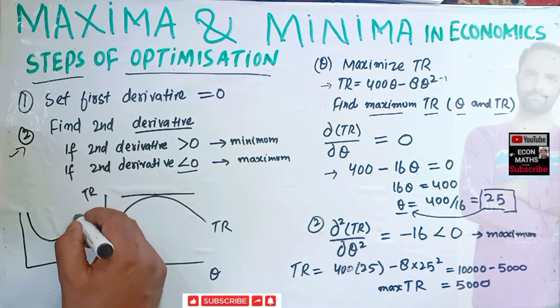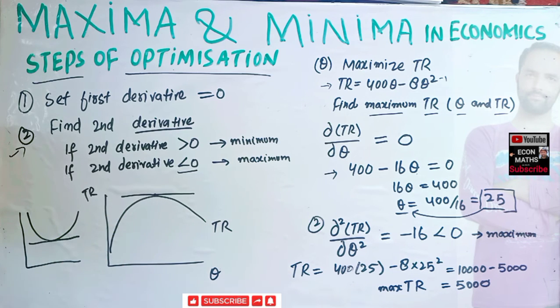So first derivative does not tell us whether we are at maximum or minimum. It simply tells that slope is 0. Slope can be 0 at this point or at this point. Now to differentiate whether this point is minimum and this point is maximum, we need to take the second derivative.